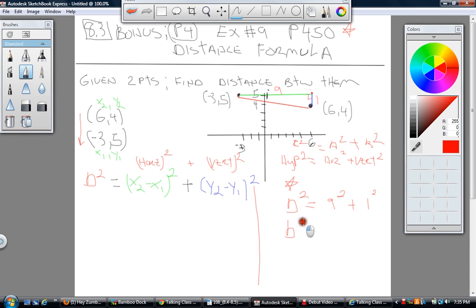So I love teaching this in class. You get 81 plus 1. D squared equals 82. How do you figure out the distance? Take the square root on both sides, and D will equal the square root of 82. Okay, now that's going to be your answer. Square root of 82.